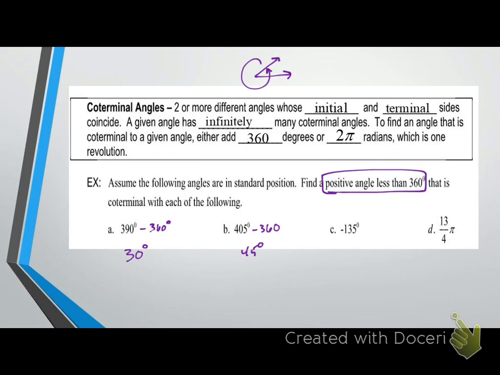And then negative 135. Well, I don't want to subtract 360 again because I'll just get more negative, and I want to be positive. So I got to add 360. And that gets me 225 degrees. Now the last one, 13/4 pi. Now that's not in degrees. That's in what's called radians.